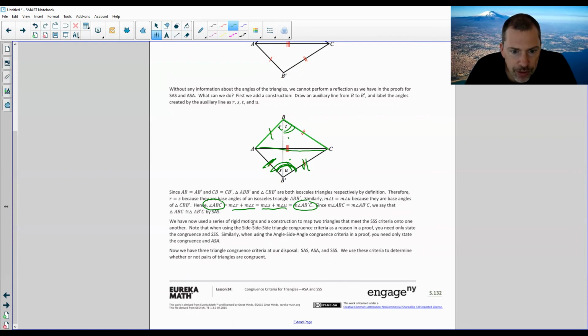We have now used a series of rigid motions in construction to map two triangles that meet the SSS criteria onto one another. Note that when using the side-side-side triangle congruence criteria as a reason in a proof, you need only state the congruence and SSS. Similarly, when using the angle-side-angle congruence criteria in a proof, you need only state the congruence and ASA. Now we have three triangle congruence criteria at our disposal: side-angle-side, angle-side-angle, and side-side-side. We use these criteria to determine whether or not pairs of triangles are congruent.